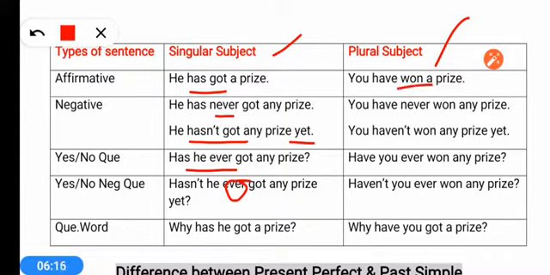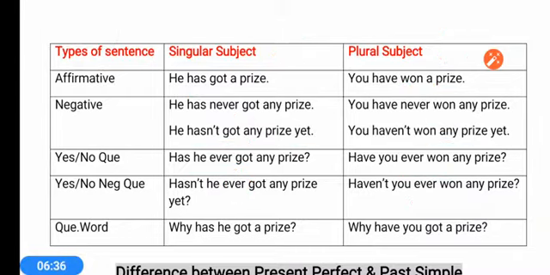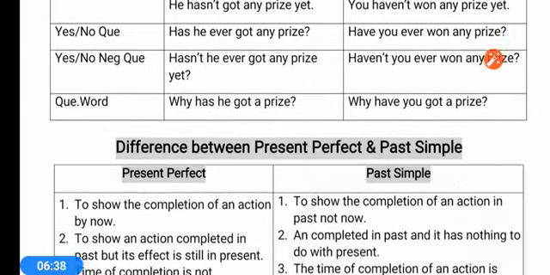You have won a prize. You haven't won any prize. Have you won any prize? You have never won. You haven't won yet. Have you ever won? Haven't you ever won any prize? Haven't you won a prize yet? Such kind of questions are made with the help of has and have. But the third form of the verb will be used in all the conditions.